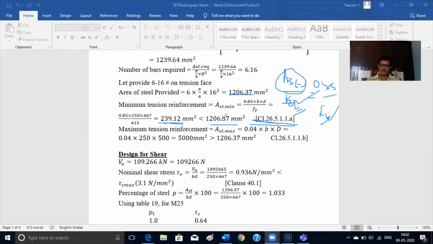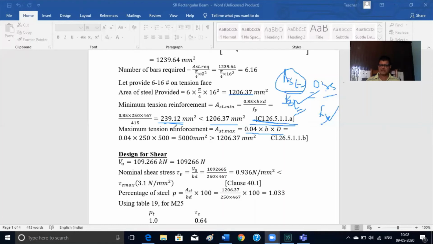So okay, we have provided 1206 for requirement 239. So it is safe. So see this clause. Now what is the maximum tension reinforcement? It is also given in the same clause, 1.1a, 1.1b. In the same page, you will find the maximum reinforcement is equal to 4% of the gross area in tension as well as in compression.